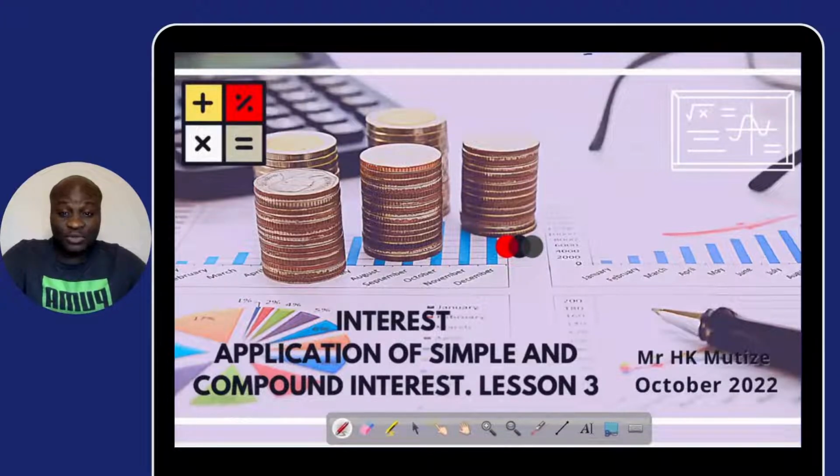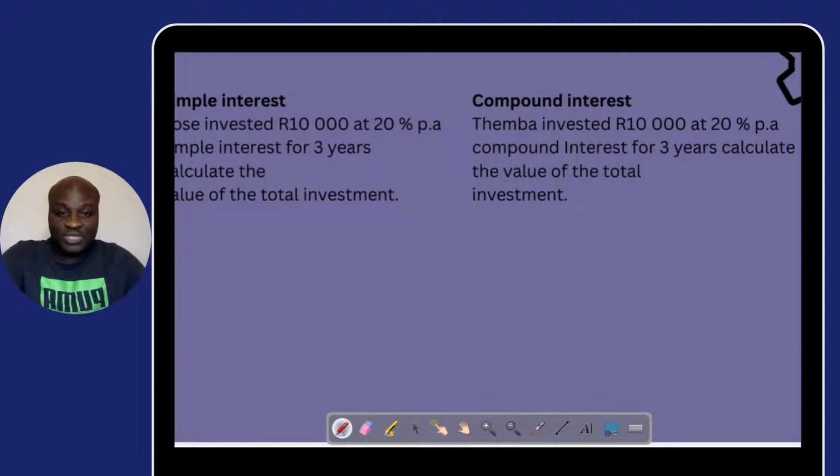Today I'm going to take you through the calculations of simple interest and compound interest side by side so that we can notice the similarities and the differences. Sit back, relax, and concentrate. Let's get going. I've got two scenarios with the same amounts, same rates, and same durations, the number of years. What's different is one is compound interest and the other one is simple interest.